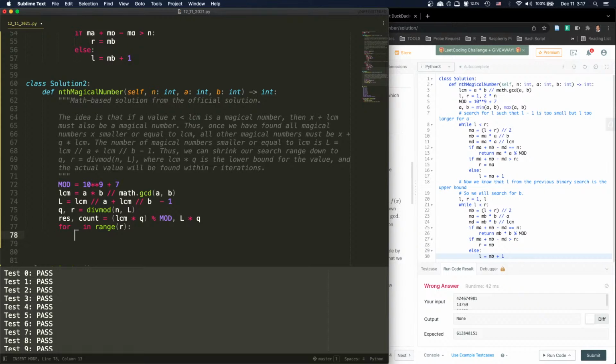Well, depends on, we need a, so start from LCM times Q, right? LCM times Q. And we need two values. We need two values. So we need to see head A and head B both is equal to this.